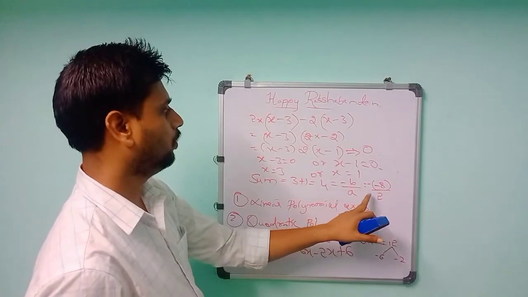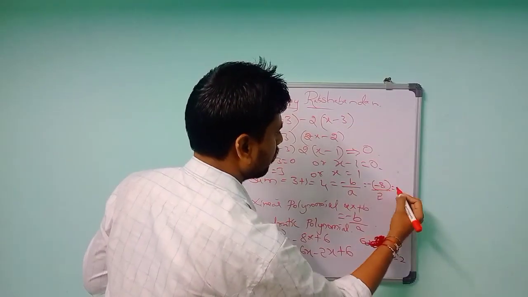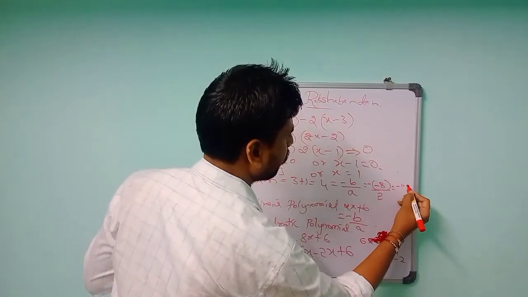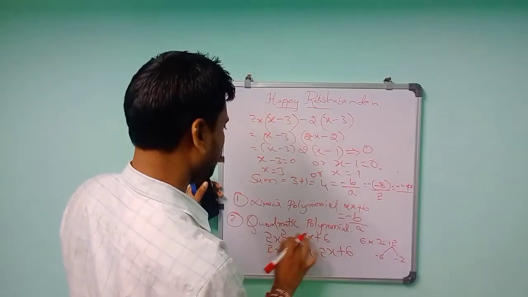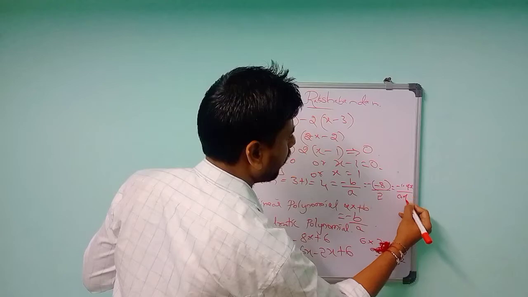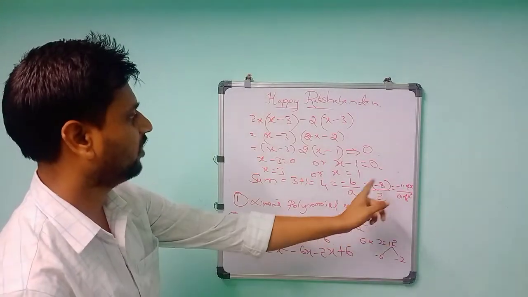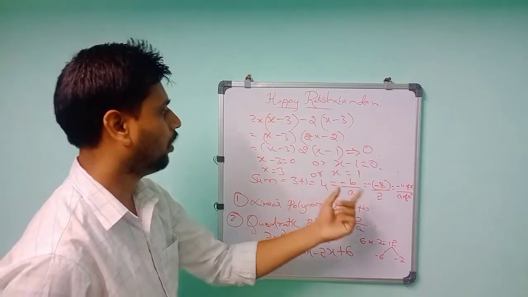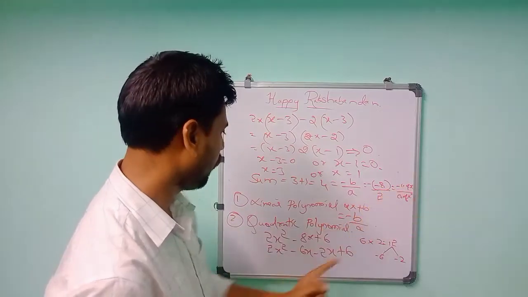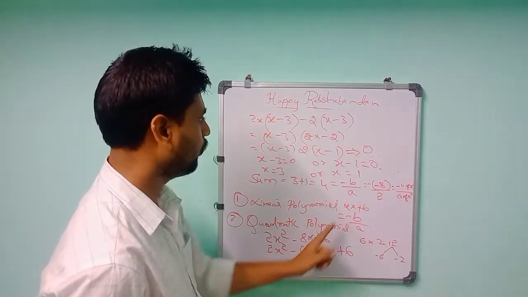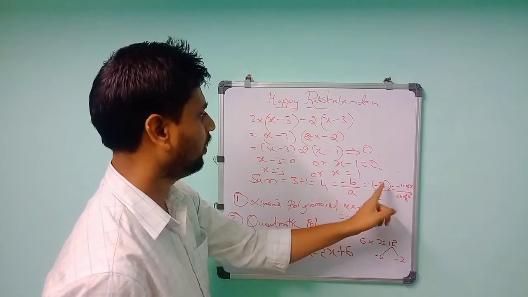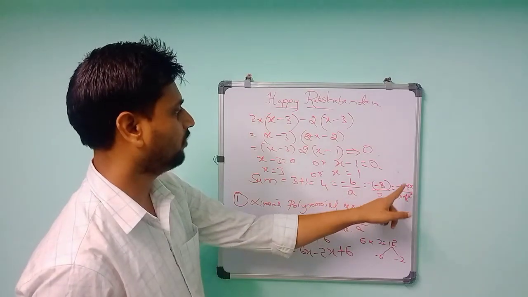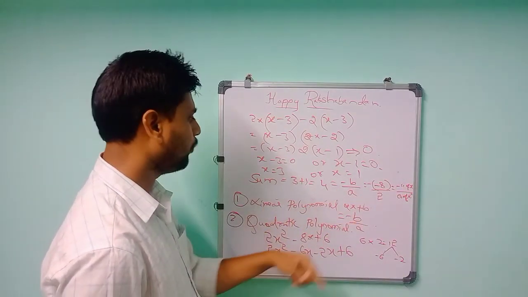So you can write this as minus coefficient of x divided by coefficient of x square. It is written like this: minus b by a. b means the middle term, which is minus 8, and the minus is outside the bracket. So minus, and the coefficient of x is minus 8, divided by the coefficient of x square, which is 2. So minus of minus 8 by 2 is 4. So it is satisfying the condition. The formula for a quadratic polynomial is minus coefficient of x divided by coefficient of x square.